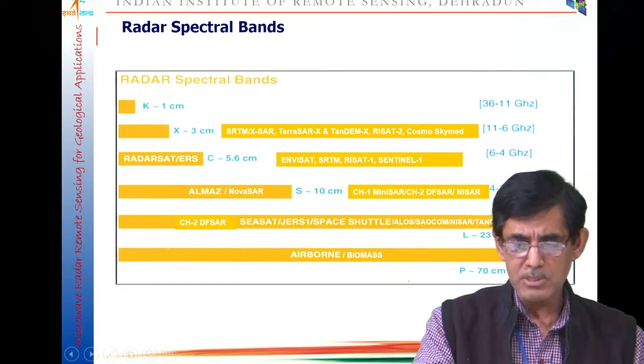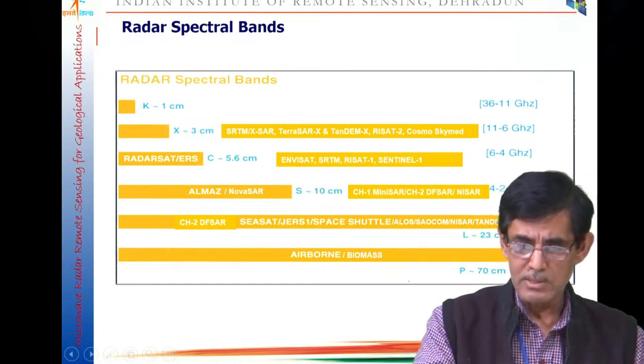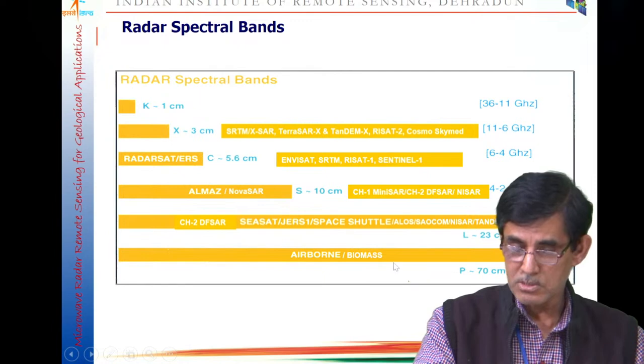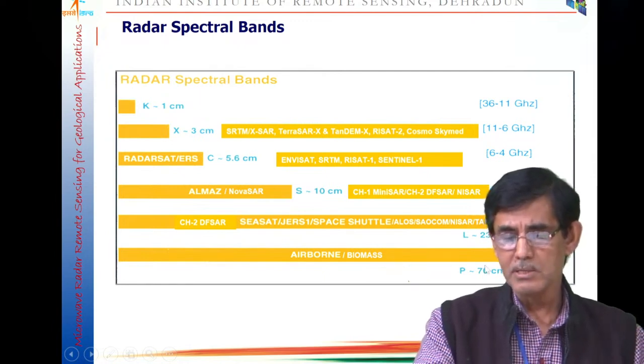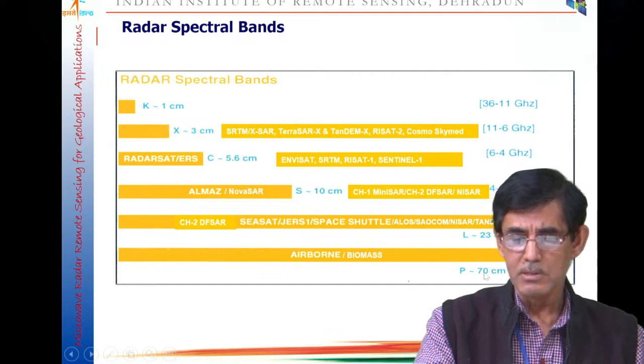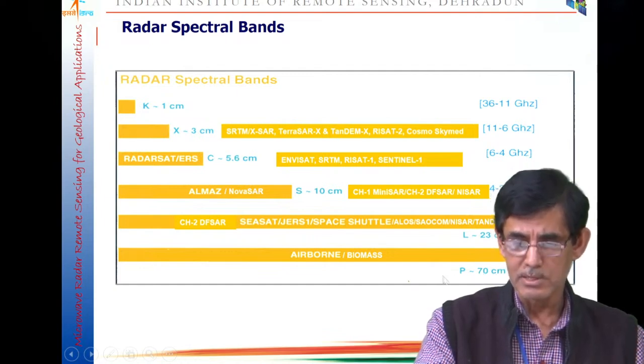There are other future missions like Tandem-L, that is an L-band radar, and Biomass by the European Space Agency, which is a very unique mission with P-band. P-band is a very long wavelength, 70 centimeters. In a satellite, we will have P-band data.